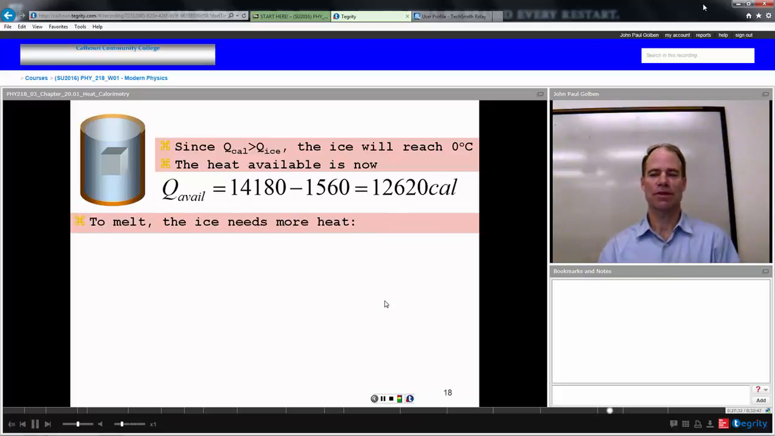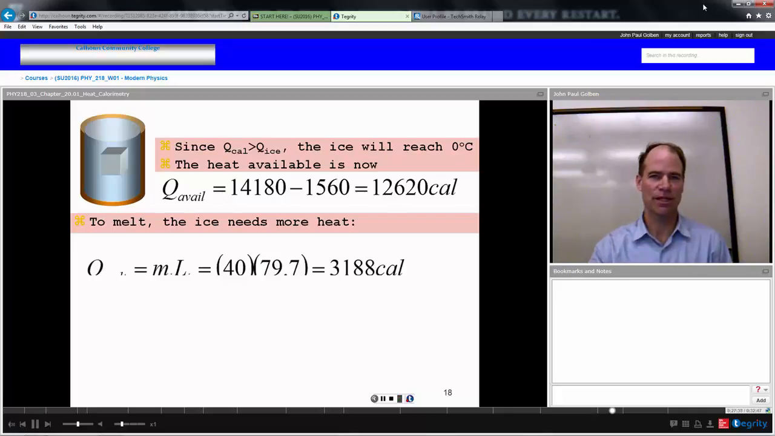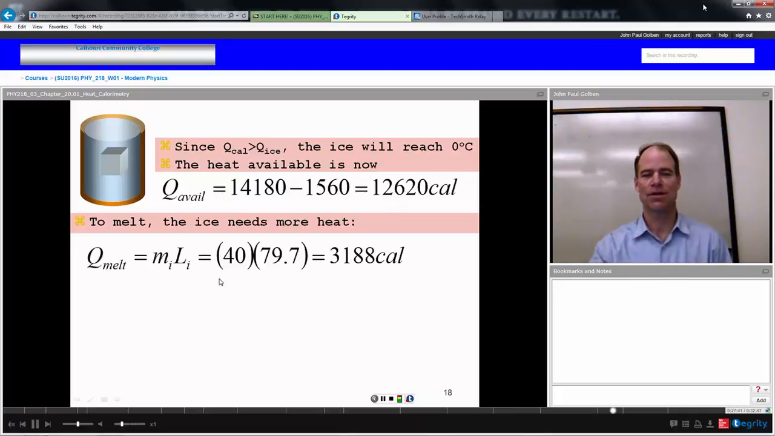We need some heat to melt the ice. So now we already have it at 0 degrees Celsius. How much heat do we need to melt the ice? Well, it's going to go through a phase change. 40 grams, about 80 calories per gram for the phase change, the latent heat of fusion of water. That's 3,188 calories needed to go through the phase change for the ice.